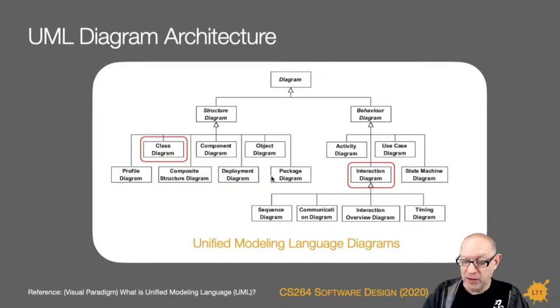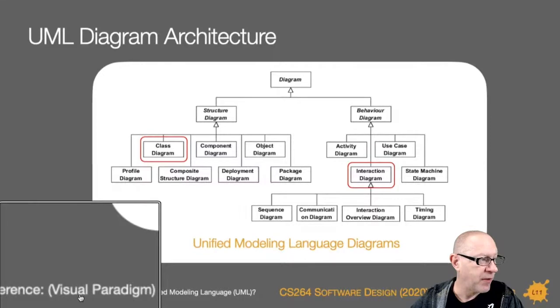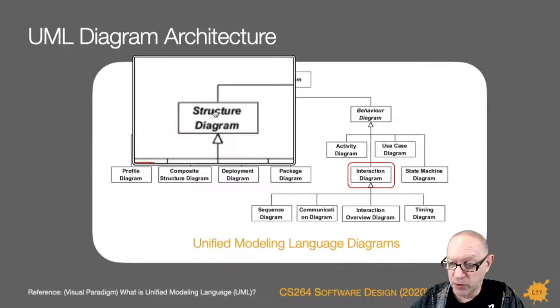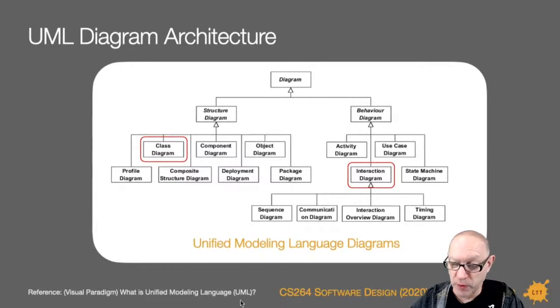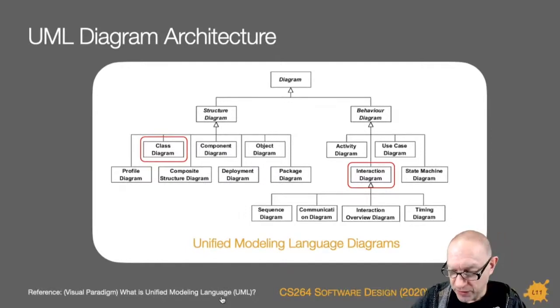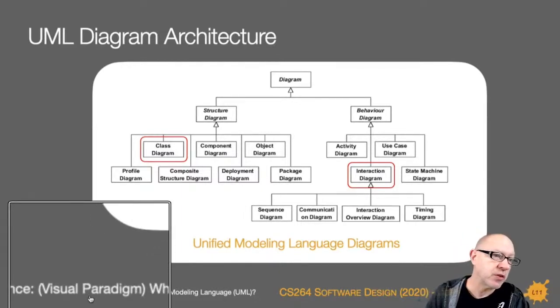I'd certainly recommend having a look at this link from Visual Paradigm on what is the unified modeling language. Really, really good resource, and it's a free resource as well. You can look at books, but this is quite a simplified and accessible overview. Lots of diagrams, lots of examples, and it's definitely worthwhile looking. And of course, Visual Paradigm is a piece of software as well, which we can use, and I'll show you a little bit about that later.